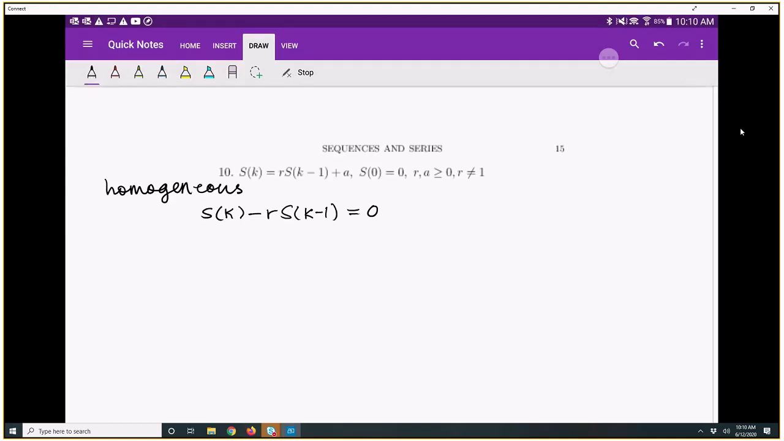And then the characteristic equation is just going to be some constant minus r equal to 0. So C equals r. Then I get to say that my homogeneous solution has the form some constant times r to the power k. So the root of the characteristic equation was r.